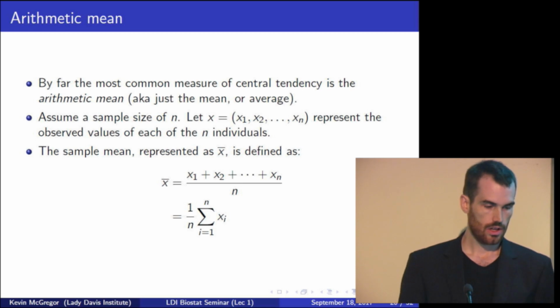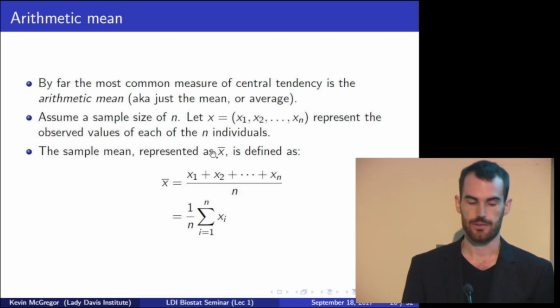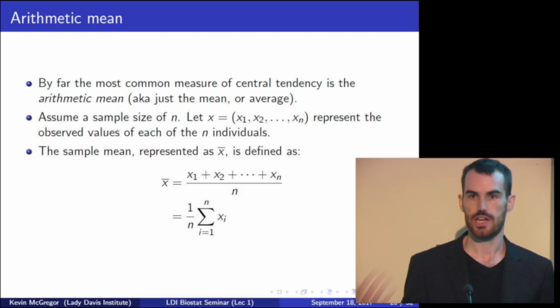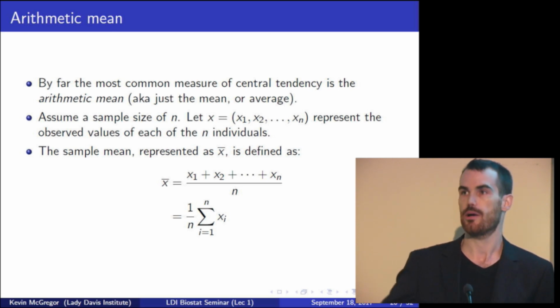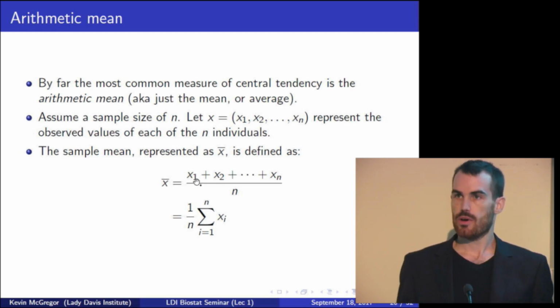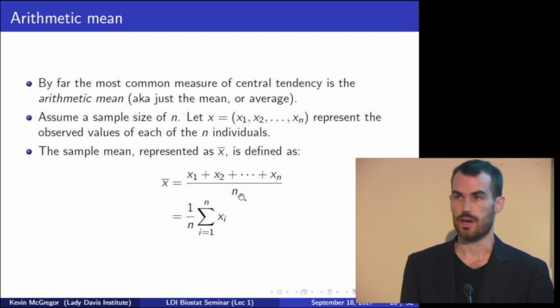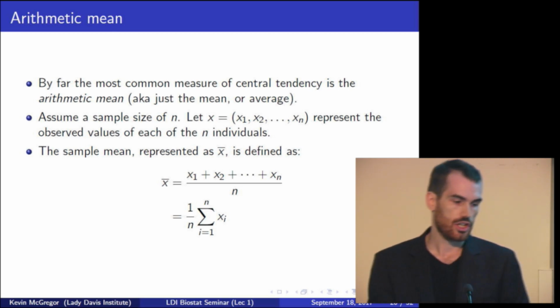So our sample mean, which we call x bar, is a notation that we use very often. Anytime we have a letter and we put a bar over it, we just mean we're taking the mean of all the observations for that variable. So x bar is just taking the sum of all the observed values of the variable and dividing by the total number of individuals. So this is a very intuitive measure.